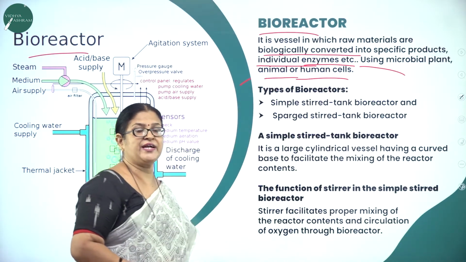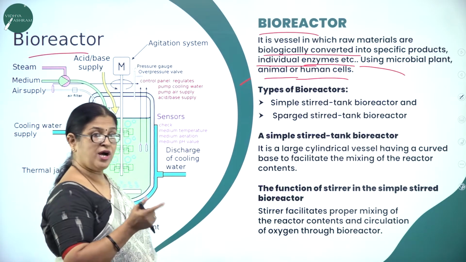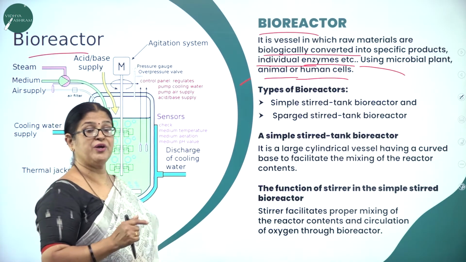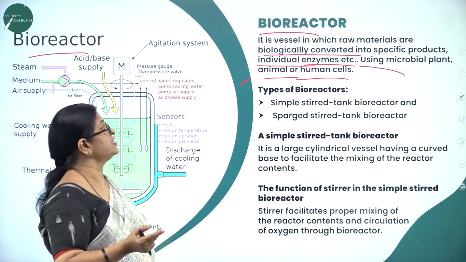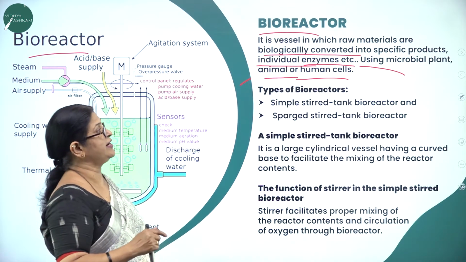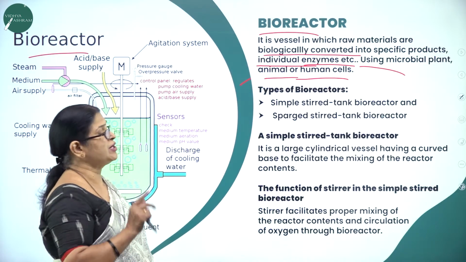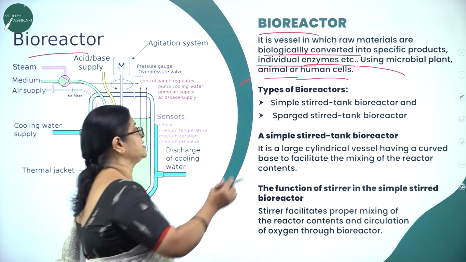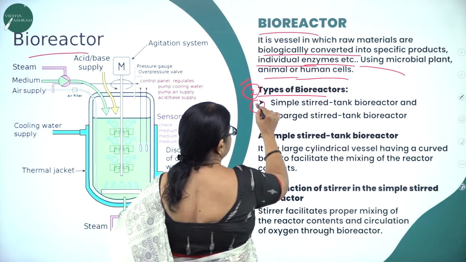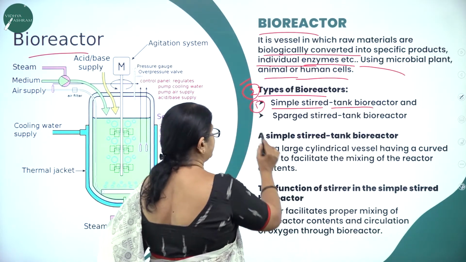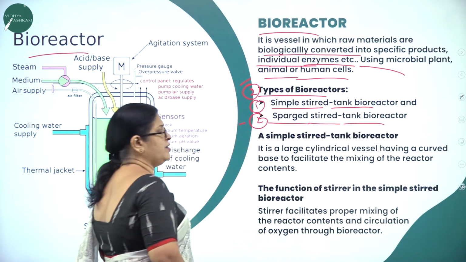So what is a bioreactor? It is a vessel in which raw materials are biologically converted, hence the name bioreactor, into specific products, individual enzymes, etc., using microbial, plant, animal or human cells. There are two types of bioreactors. One is called simple stirred tank bioreactor and the second one is called sparged stirred tank bioreactor.